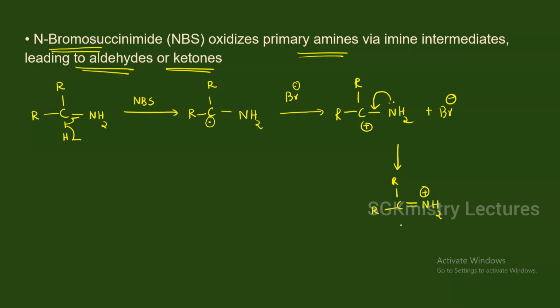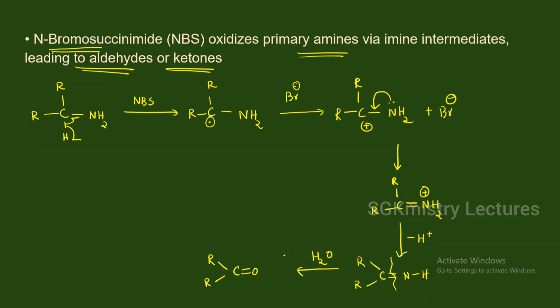So now, one H plus can be removed because here there is a plus charge. One H plus can be removed to neutralize this particular charge, so minus H plus. So I have C, here R and R, here double bond N, and one H plus has been removed. So now there is only one H. Now, if I add water, the hydrolysis will take place. So you have C double bond O, R and R.